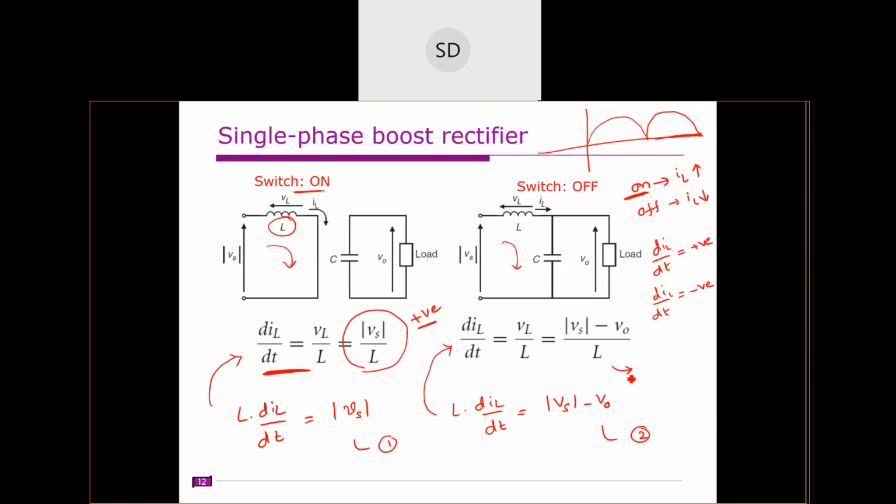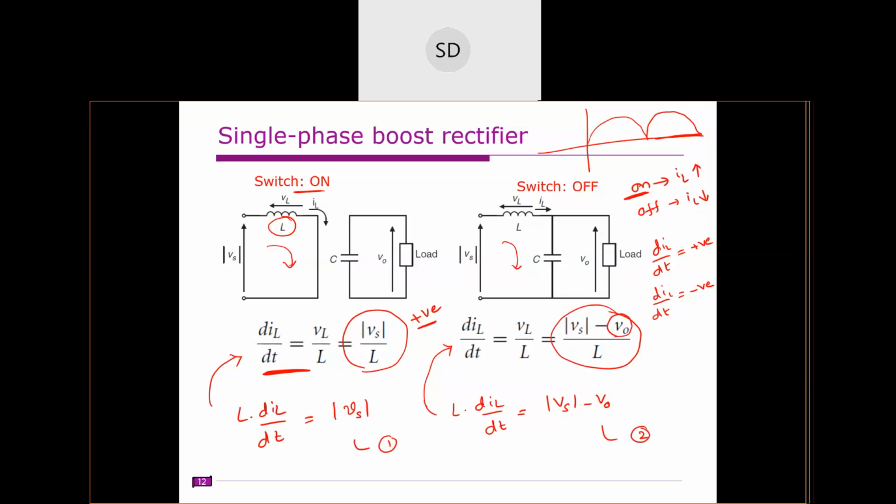So what about this one? Negative, sir. So how can you say that it is negative? No, see here, this is the equation, right? That is (|Vs| minus Vo) by L, where L is the inductor, so the rate of change of the inductor current. So this is the rate of change of the inductor current. Is it positive or negative? That depends on this Vo, right?